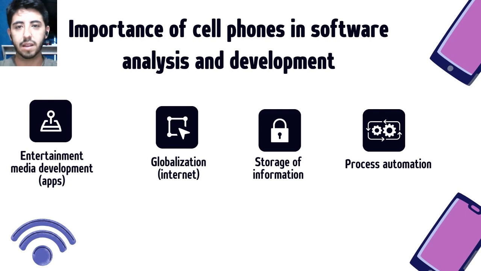Process automation. Tasks as simple as scheduling a medical appointment or reviewing the history of the last places you have visited are automatic processes that people can do with their cell phone. In general terms, if you teach your cell phone your daily routine, this device will be the best tool you can find in your life.